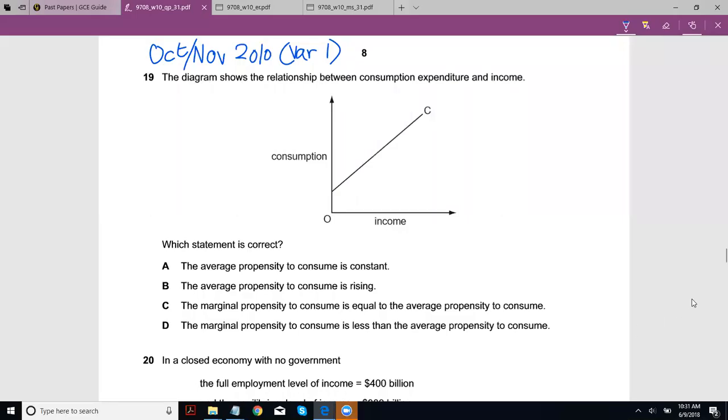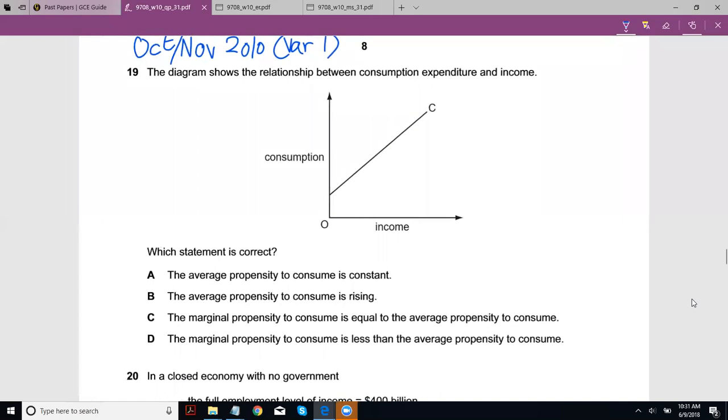All right, so we'll be looking at October, November 2010, variant 1, question 19. So go ahead and try it out by yourself. Okay, so question 19 says that the diagram shows the relationship between consumption expenditure and income, and they've given you options about APC and MPC, and they want you to figure out which one is correct.